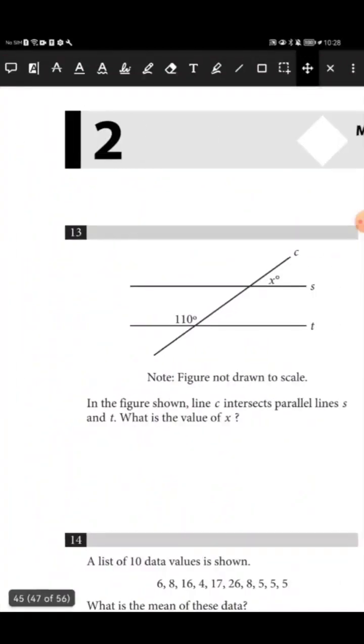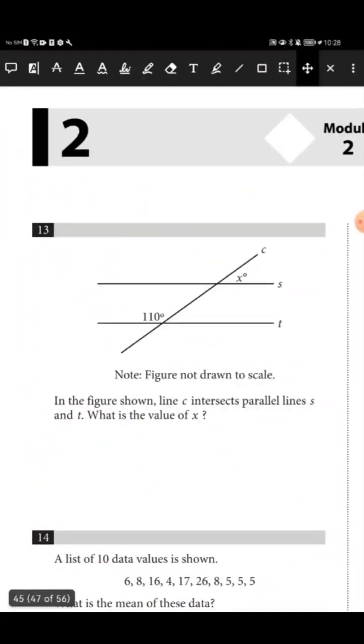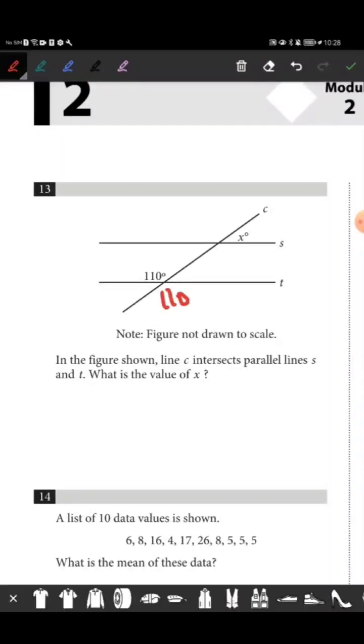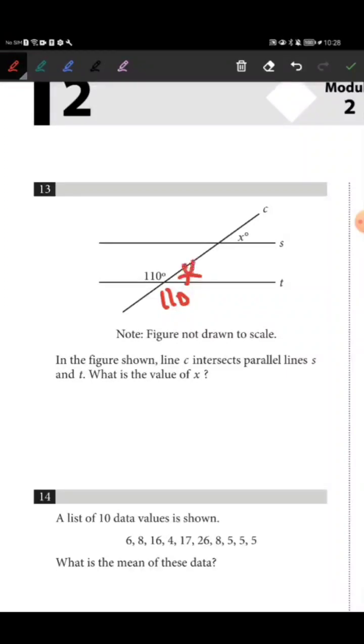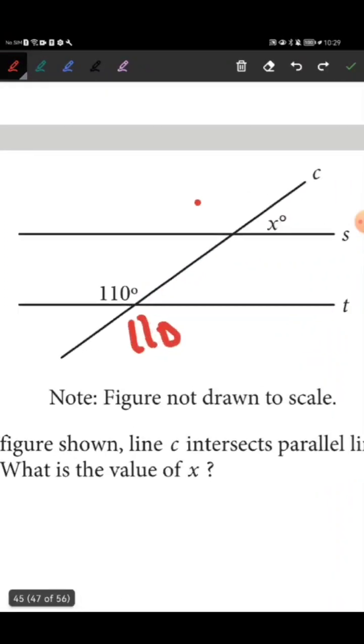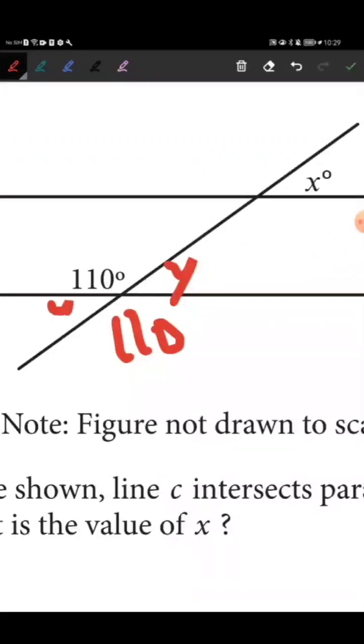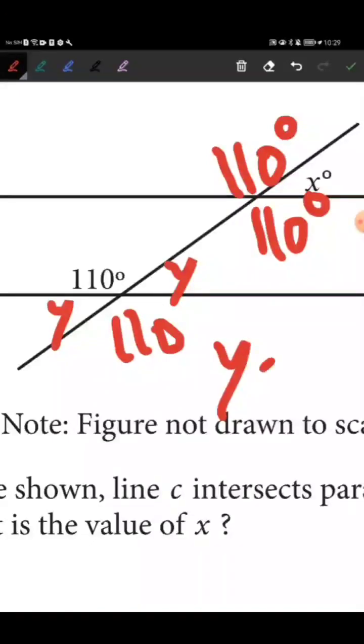Now moving on to question number 13. In the figure shown, line l intersects parallel lines S and T. What is the value of x? So here we can use the corresponding angles method. So this angle is going to be 110, and let's name this one y. So this one is going to be y, and this one is 110 because this is a corresponding angle. And here y equals x.